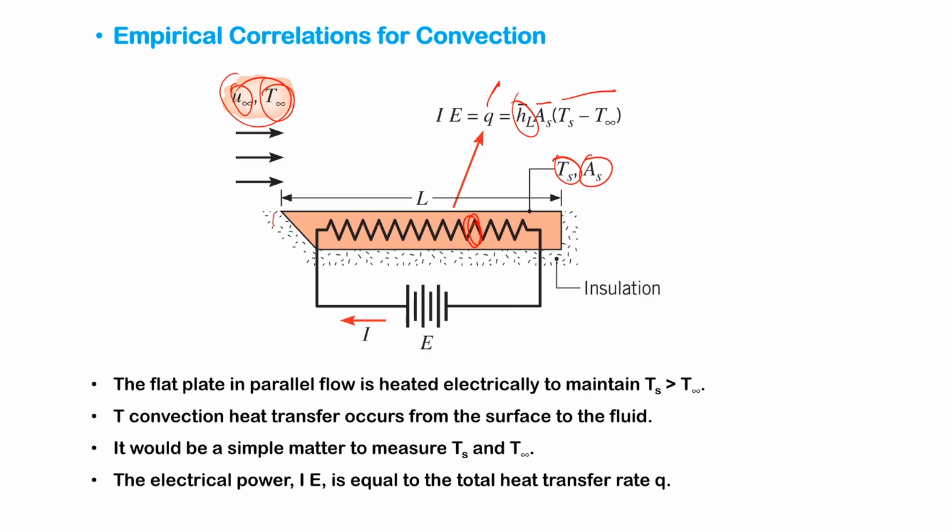Again, also we want to make sure that the electrical power generated within the system is not going to dissipate away from the system, so there is an insulation. So the heat transfer is only occurring on the top where we have the convection.